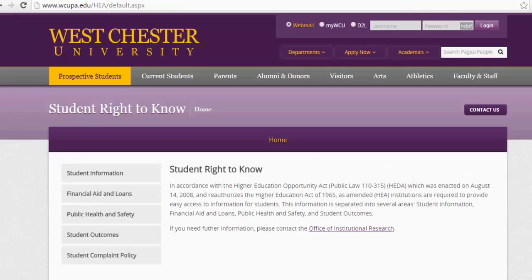Here's a Student Right to Know page. As you can see, the Student Right to Know was in accordance with the Higher Education Opportunity Act, as reauthorized and amended. Institutions are required to provide public, easy access to information for students. It's separated into several areas: student information, financial aid, and loans.